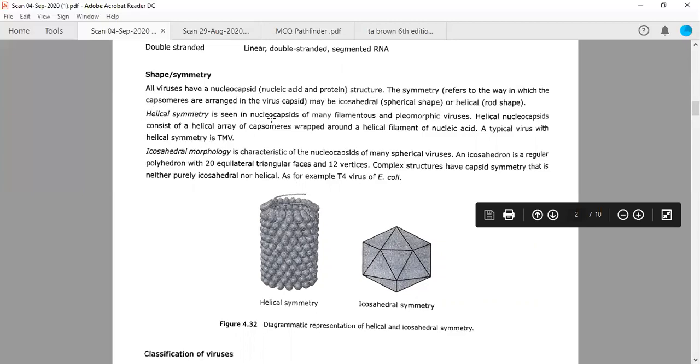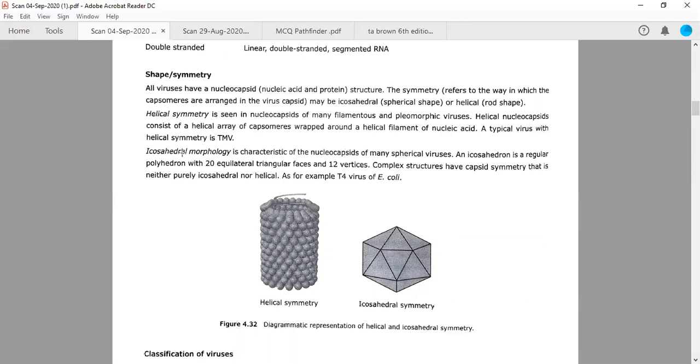Helical symmetry is seen in the nucleocapsid of many filamentous and pleomorphic viruses. Pleomorphic means they have different shapes or forms. Helical nucleocapsid consists of a helical arrangement of capsomeres, the protein polypeptides making the capsid coat of the virus, wrapped around the helical filament of nucleic acid. A typical virus with helical symmetry is tobacco mosaic virus, TMV.